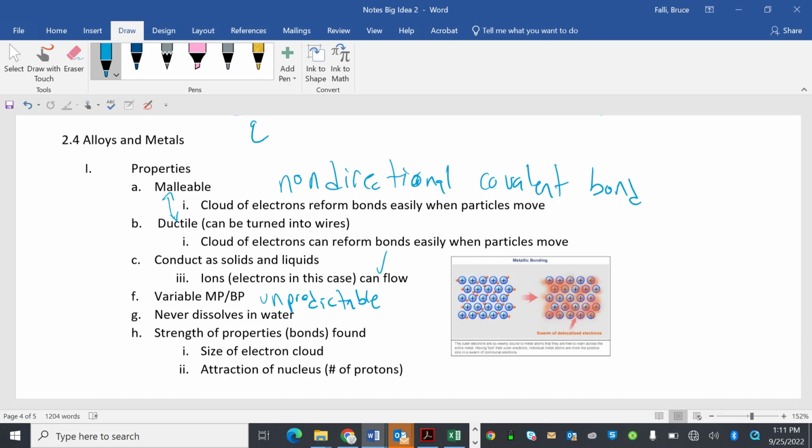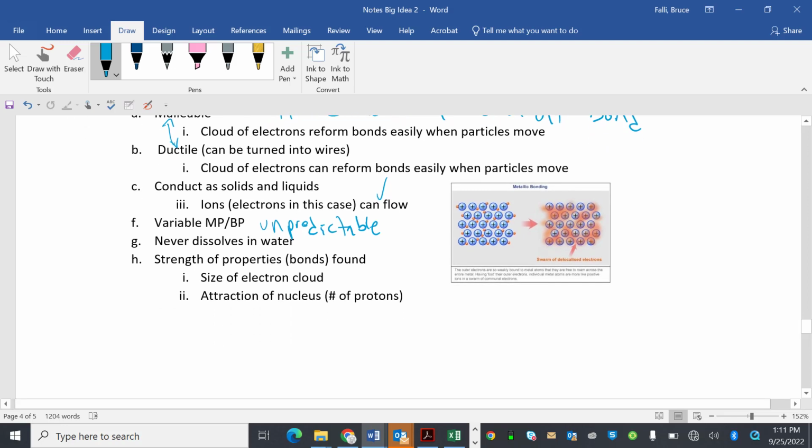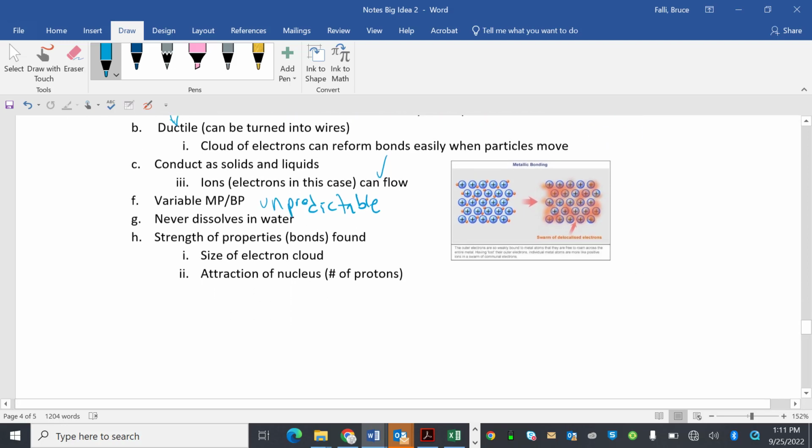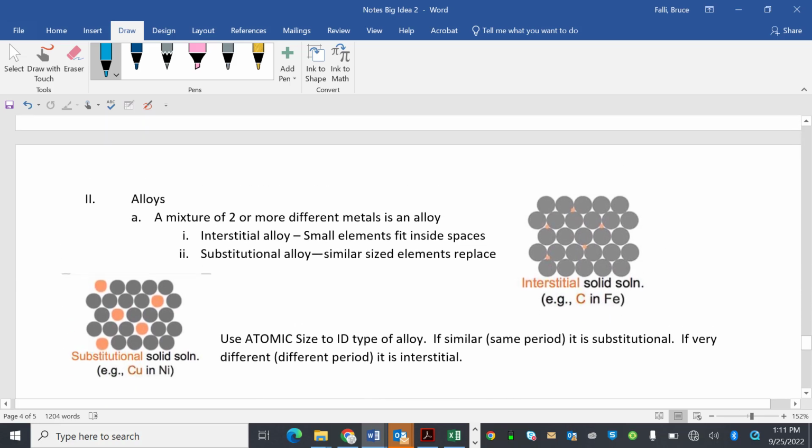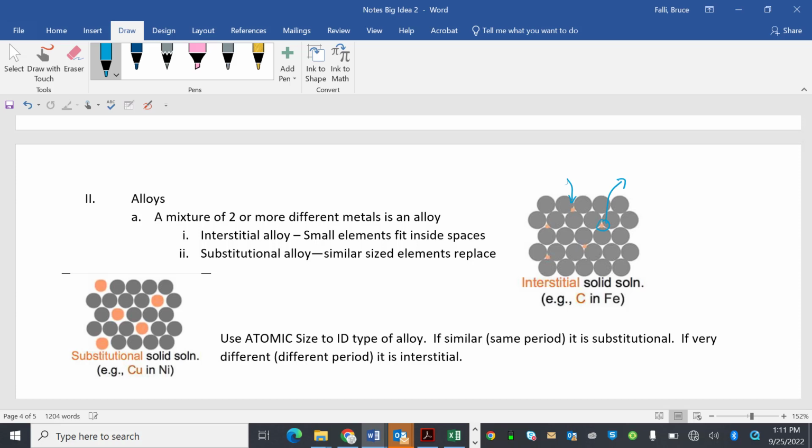And the strength of bonds is found by the size of the electron cloud and the attraction of the nucleus and the number of protons. There are two types of alloys you need to know. One of them is interstitial. Interstitial means inside of or between. See how these guys are inside of it? Small elements fit inside of them.